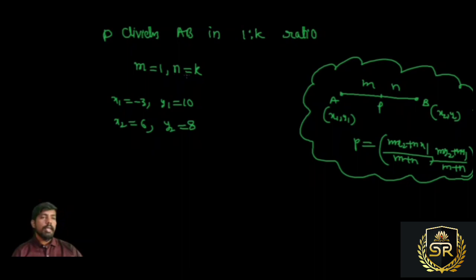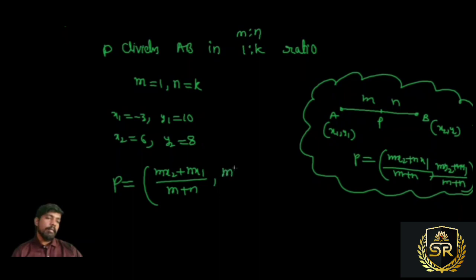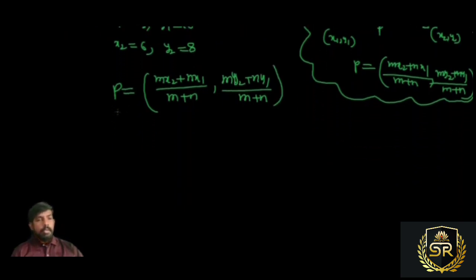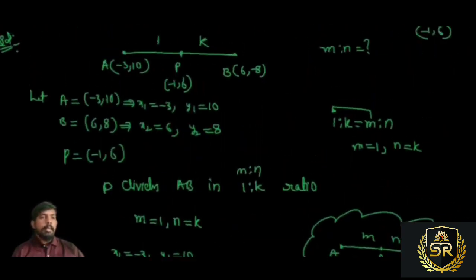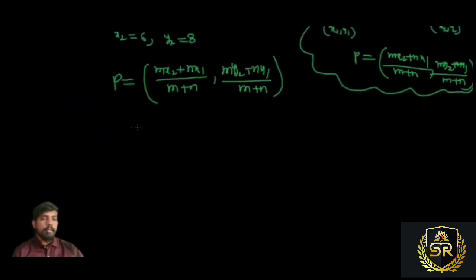Here m is equals to 1, n is equals to k, x1 is equals to minus 3, y1 is also known. So known values. From here we know the P point is mx2 plus nx1 by m plus n comma my2 plus ny1 by m plus n. In this, the P point is given. P point is what? Minus 1 comma 6. Okay, minus 1 comma 6 is the P point given.